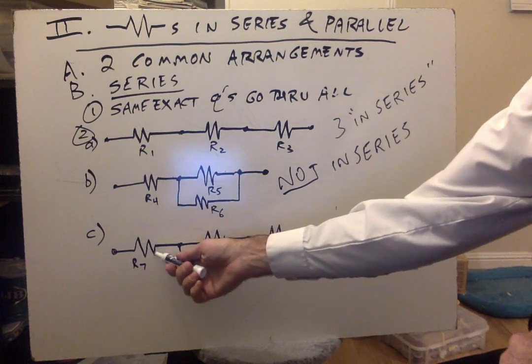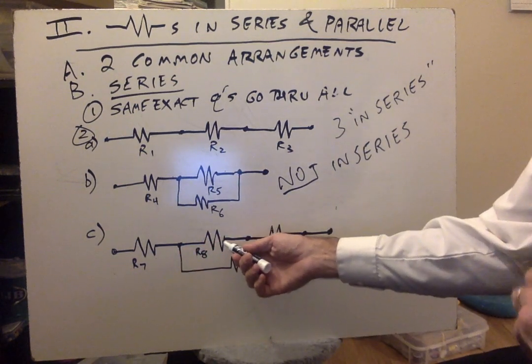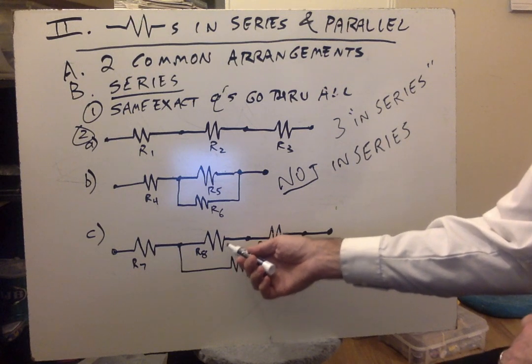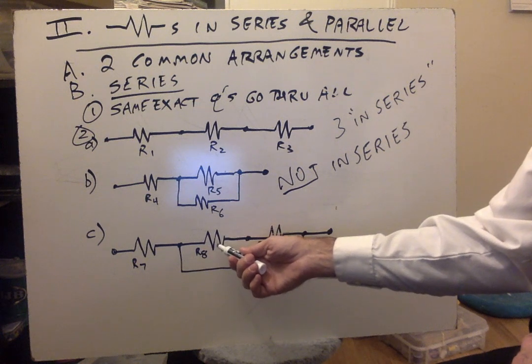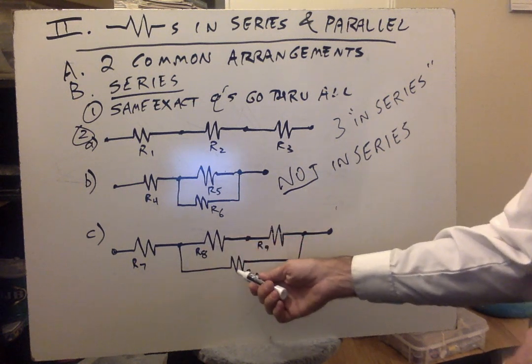Does every charge that goes through R7 have to go through R8? You can pause the video and answer that yourself. The answer is no because of this fork. So R7 and R8 are not in series. R8 and R10 are absolutely not in series. They're not in a row.